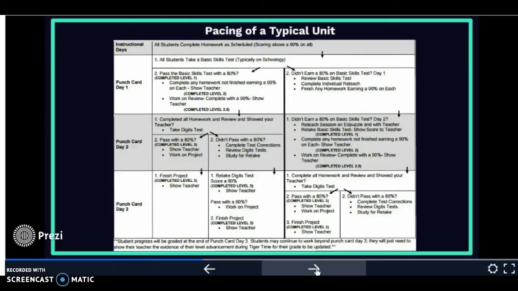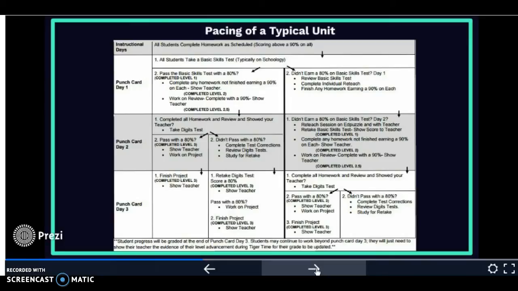If they pass with an 80% or above, they will make sure that their homework is complete. If they do not pass with an 80%, they will receive interventions to fix any gaps in their understanding, and they will retest when ready.